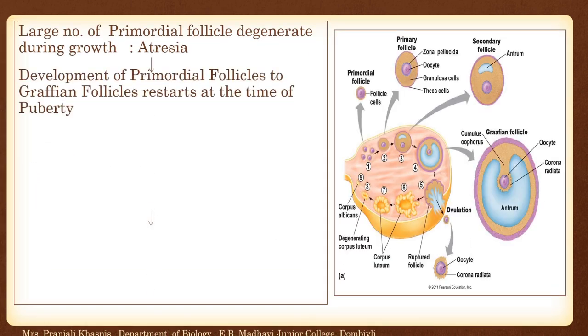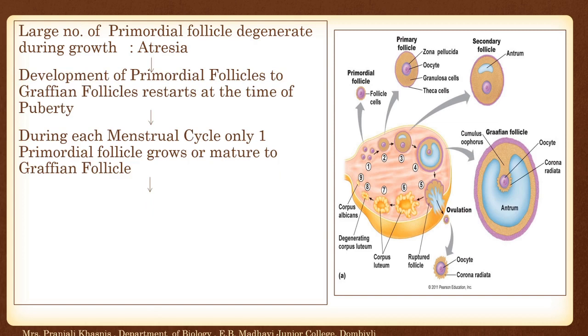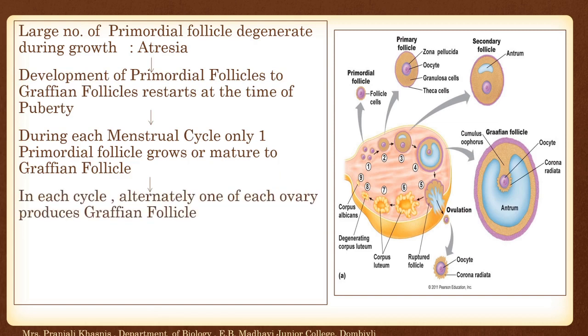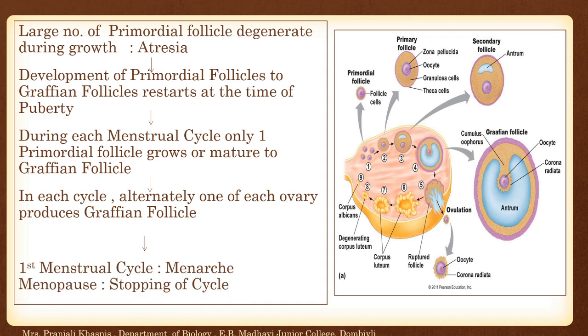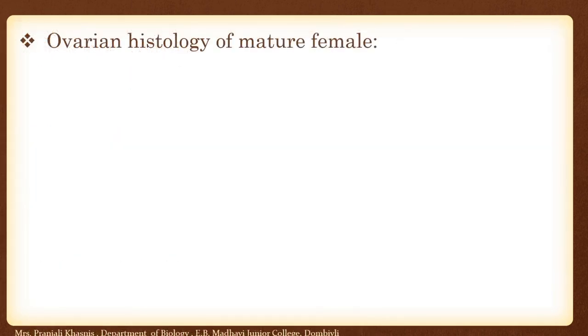A large number of primordial follicles degenerate during atresia, and development of primordial follicles into the Graafian follicle restarts at the time of puberty. So during each menstrual cycle, only one primordial follicle grows or matures to form a Graafian follicle, and in each cycle alternately one of the ovaries produces a Graafian follicle. The first menstrual cycle is called menarche, while menopause is nothing but the stopping of the cycle.